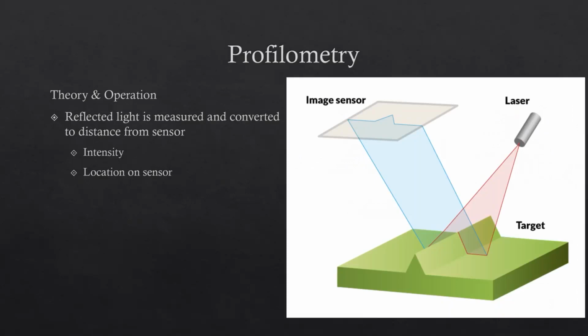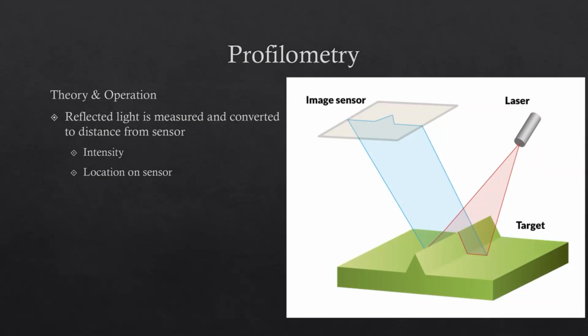Another way to look at it is here is a laser spread. The light comes down, and you can see when it hits different parts of this target, it reflects to different points on this image sensor. And so it can build a three-dimensional model based on where that light is hitting.